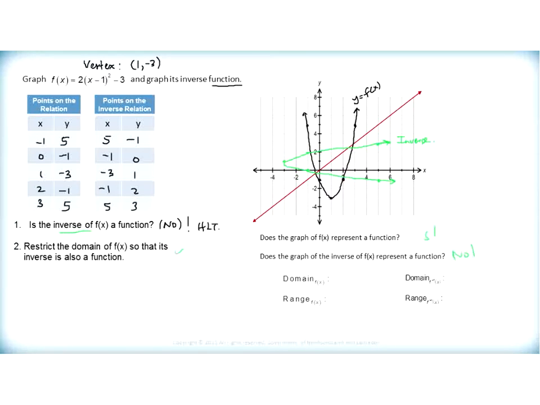All we need to do is consider the x-coordinate of the vertex. The vertex of this parabola is at (1, -3). If I restrict the domain of the function to be greater than or equal to 1, then the inverse will be a function. Or I could also restrict the domain to be less than or equal to 1. Either one of these restrictions on the domain of the original function will cause the inverse to now be a function.